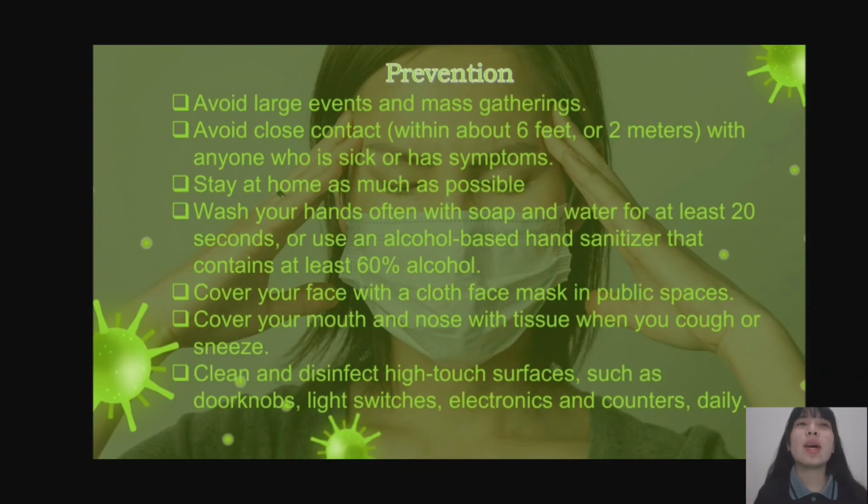Next is prevention. Avoid large event and mass gatherings.